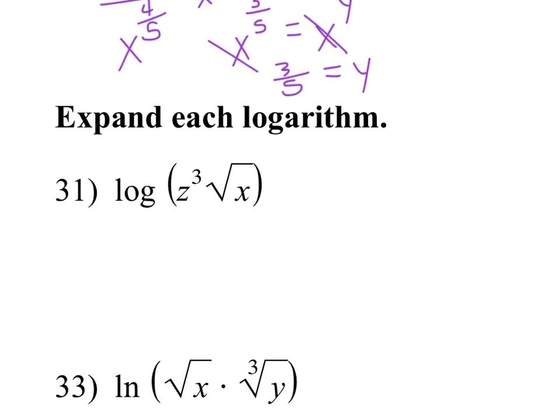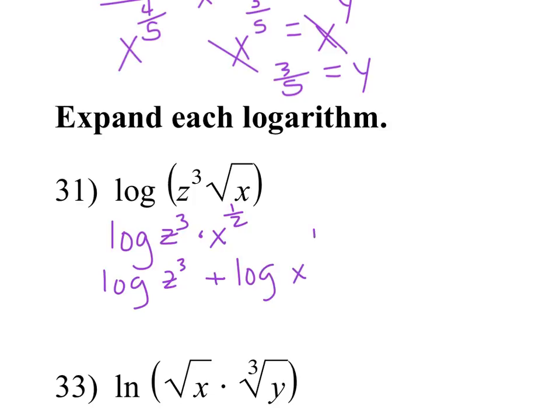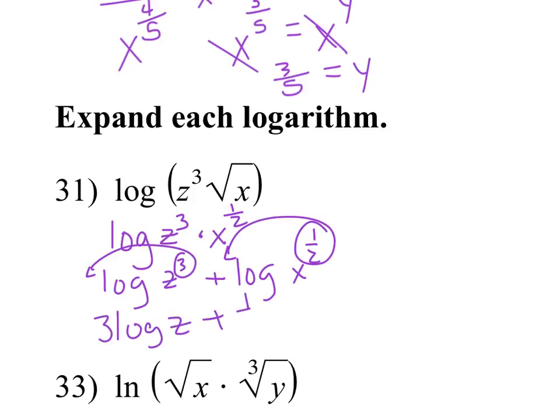With these, you're just expanding logs. When you expand logs, when you multiply, you add, all the rules. So log of z to the third times x to the 1/2, make those fractions. So then this would be log of z to the third plus log of x to the 1/2. The exponents go out in front. So it's 3 log z plus 1/2 log x.